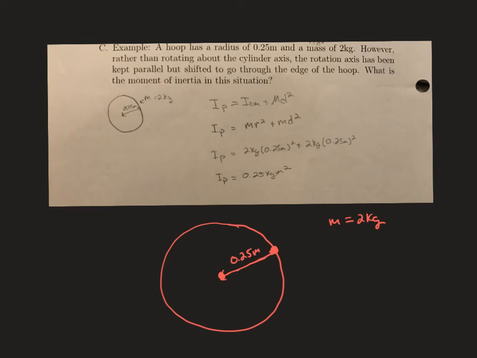So when we plug this in, we're going to take 2 times the radius squared for the original moment of inertia equation, and 2, being the mass, times the radius squared again to handle the part where we move the rotational axis some distance d away that is parallel. And that gives us a moment of inertia that is 0.25 kilogram meter squared.